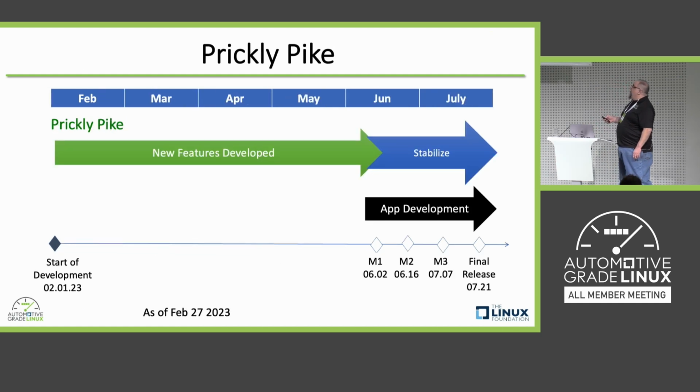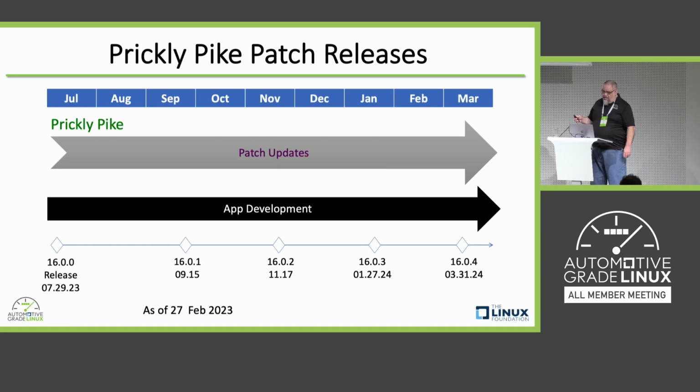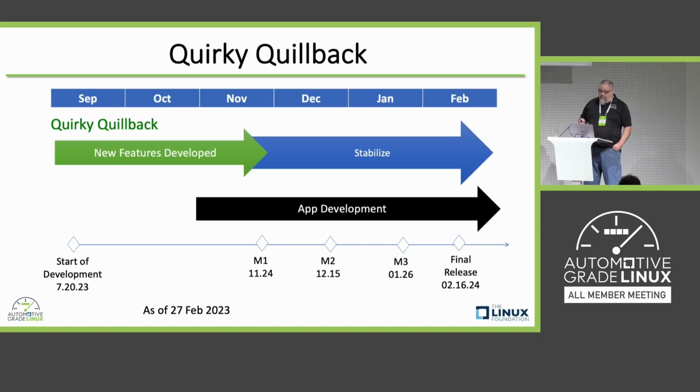Okay, Pike, like I said, we'll do our M1 release in June, about June 2nd, and planning our final release at the end of July 21st. Patch releases into early next year. So again, we'll do our typical about 4 patch releases, 9 months of updates. Quillback, we'll start the M1 before the holiday season, and then after CES we'll do an M3 and then a final release. This has kind of been our pattern in the last few years.